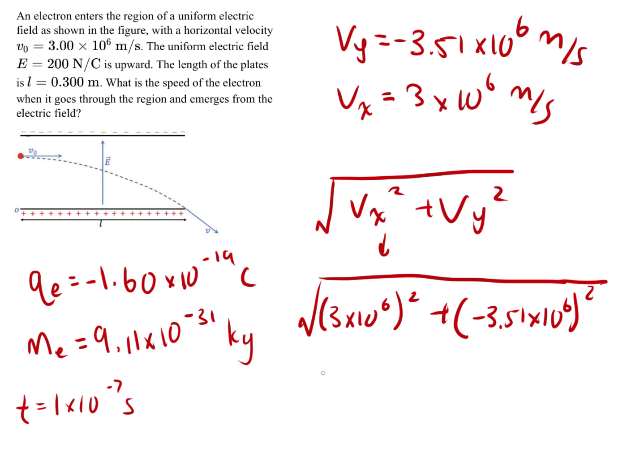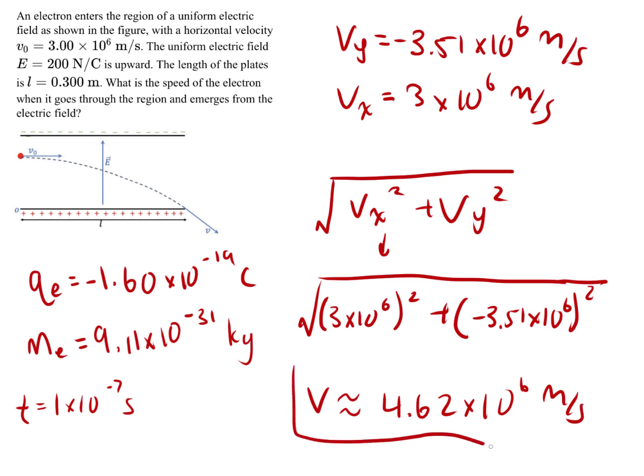And now if you solve this, you should get that the speed of the electron when it goes through the region is about 4.62 times 10 to the 6th power meters per second. And this is the final speed as the electron exits the field.